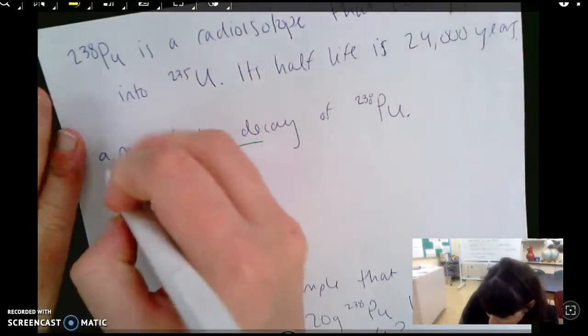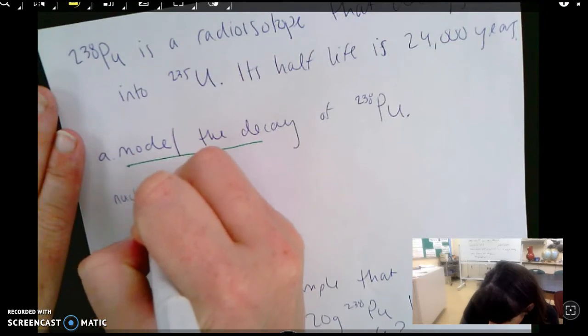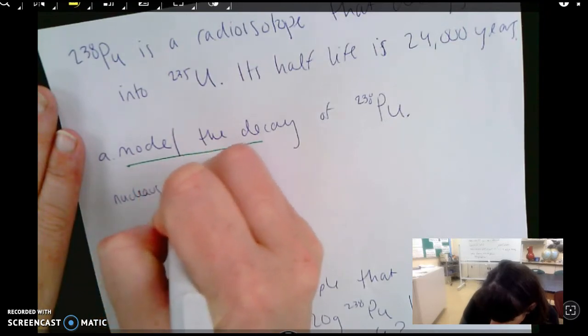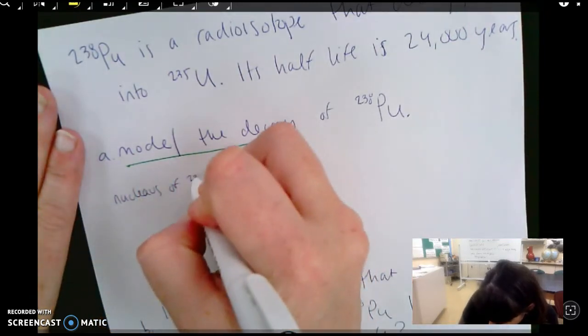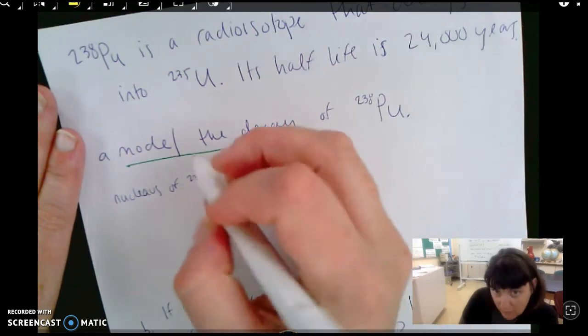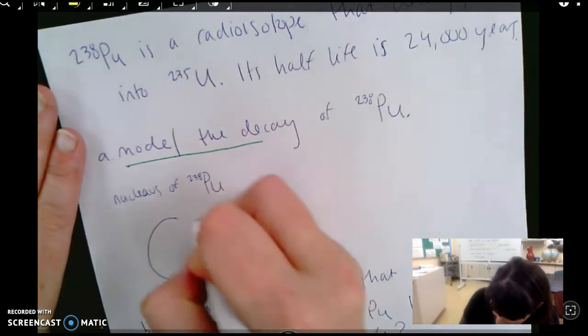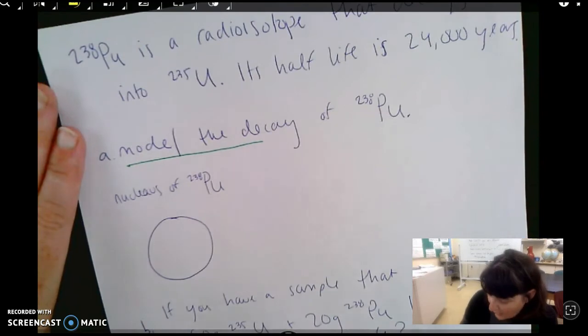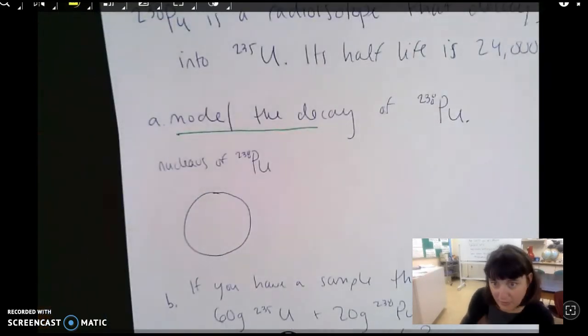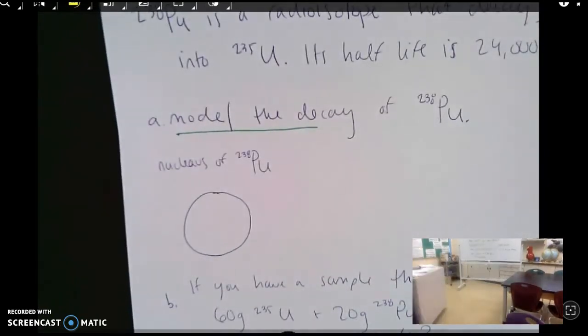So here I'm going to look at the nucleus of plutonium-238. There's that. And inside that nucleus, I know I have, I don't have my periodic table. Hold on one sec. Let me grab my periodic table. Where are you, periodic table? Here we go.